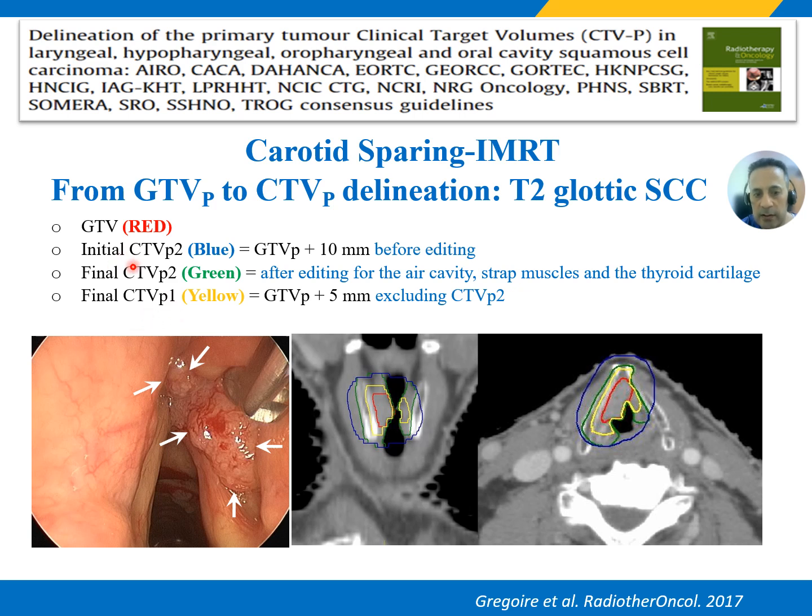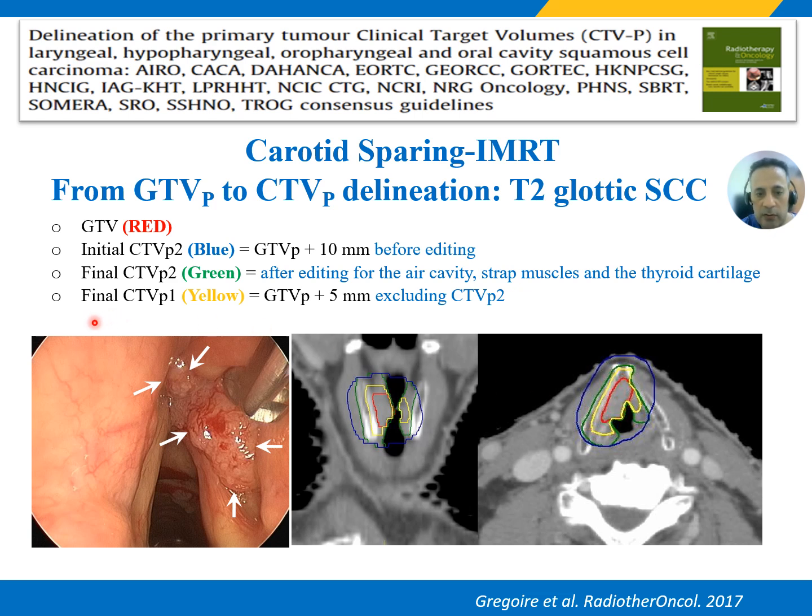So you start with the CTV-B2 that will receive 56 Gy representing in the blue line, which is generated by expanding the GTV by 10 mm margin. Then you need to edit this CTV by excluding the strap muscles and the air. You keep the thyroid cartilage in T2 for a reason that the next stage is T3, and in T3 by definition the tumor is invading the inner cortex of the thyroid cartilage. So thyroid cartilage is at risk for microscopic disease.